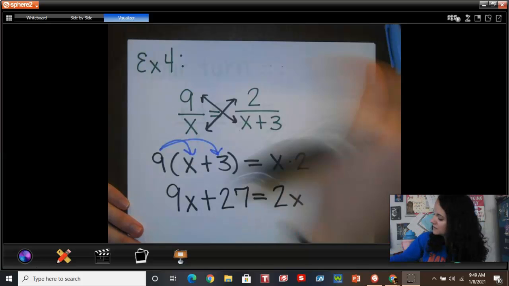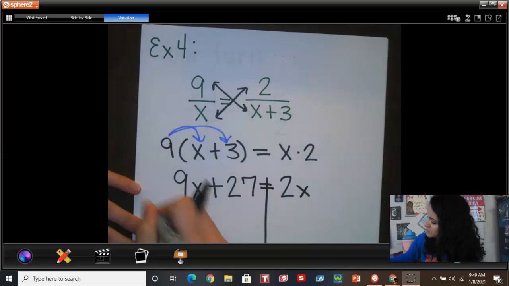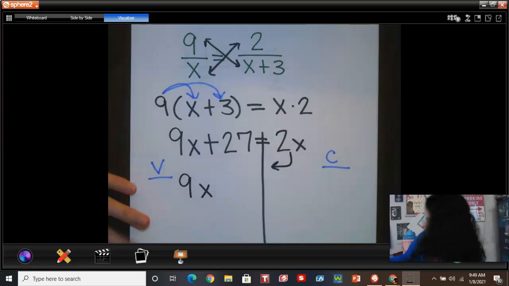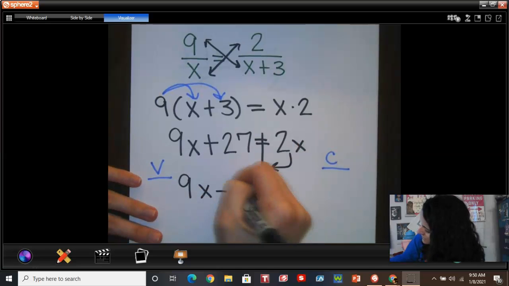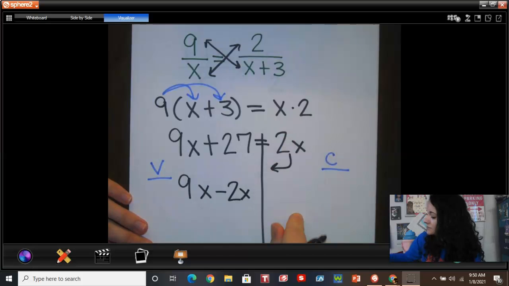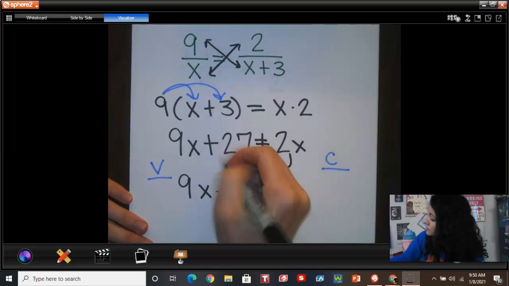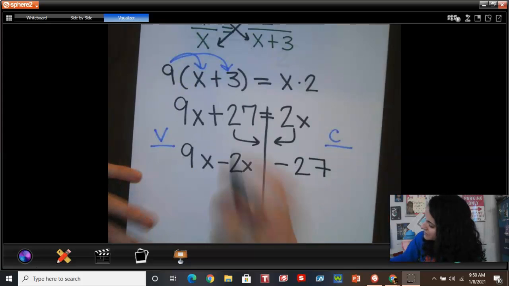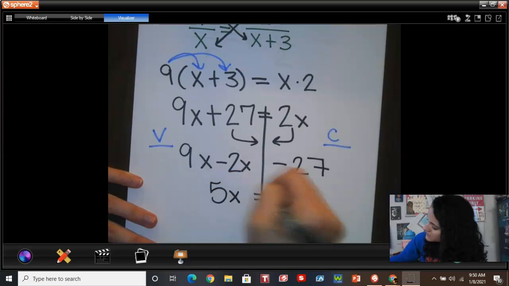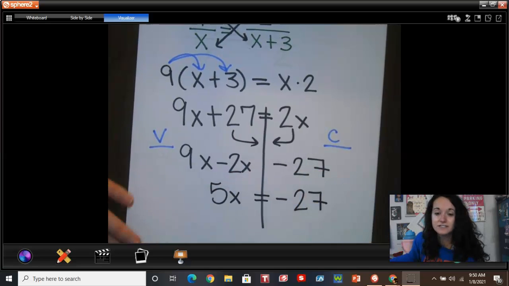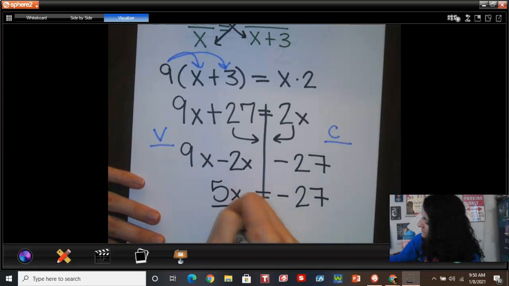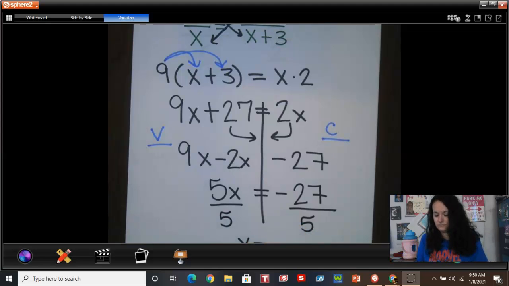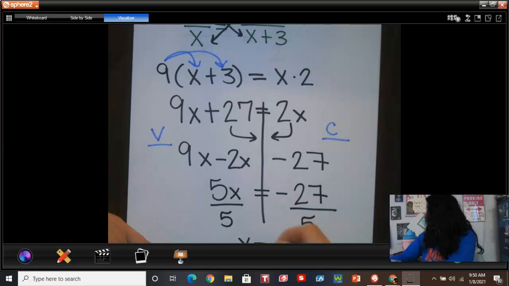All right. And constants. So our variables, we have 9x, 2x over here, so we have to make it opposite. So instead of positive 2x, negative 2x. We don't have any constants over here, but we have one over here. So let's move it over. Okay. So 9x minus 2x is 5x equals negative 27. And again, to solve for x, we divide by 5. And we get negative 5.4.